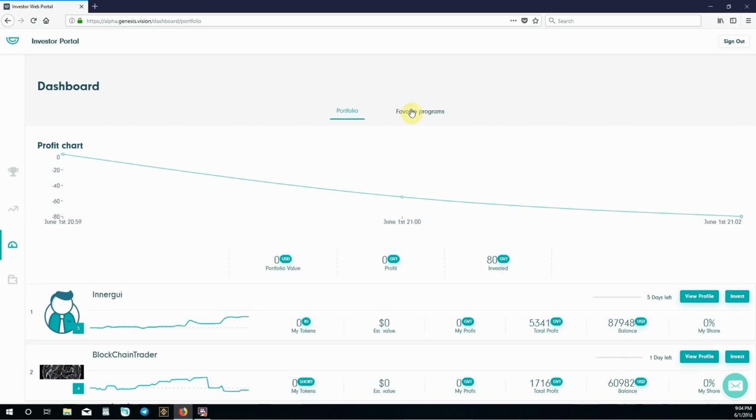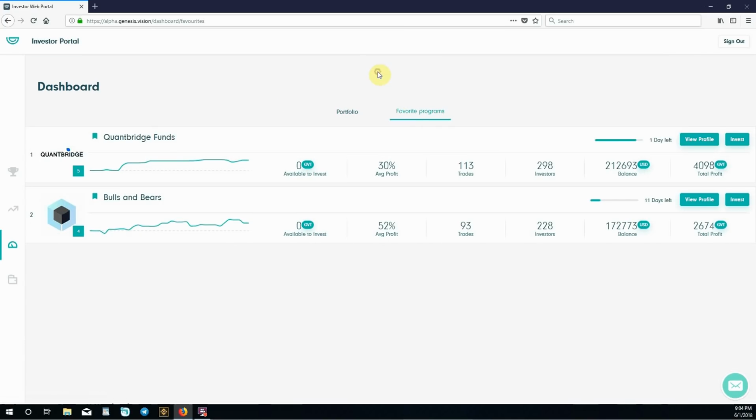The last thing we can check out is favorite programs. And these were the ones that we favorited. We can check back on them in 1 day and 11 days to see where they're at, to see if other traders, these investors here, have sold and it's time for us to buy in. If not, we'll have to keep watching and waiting.